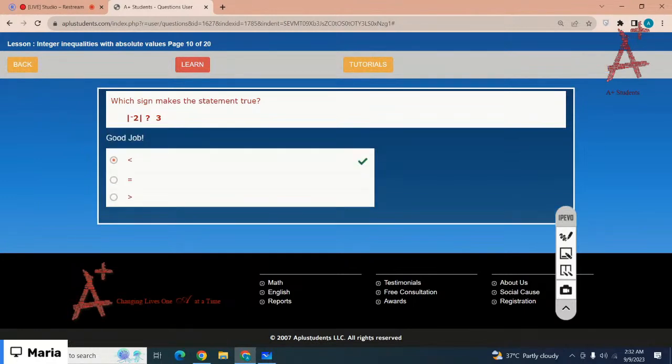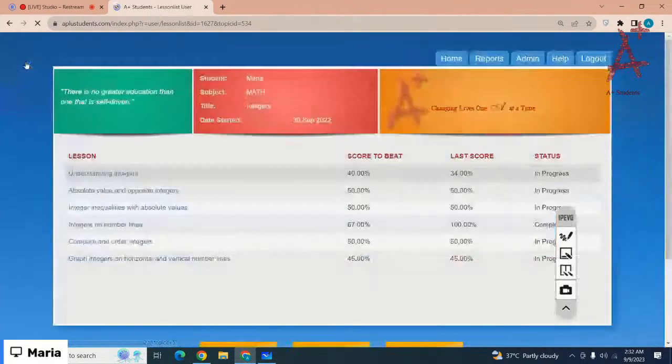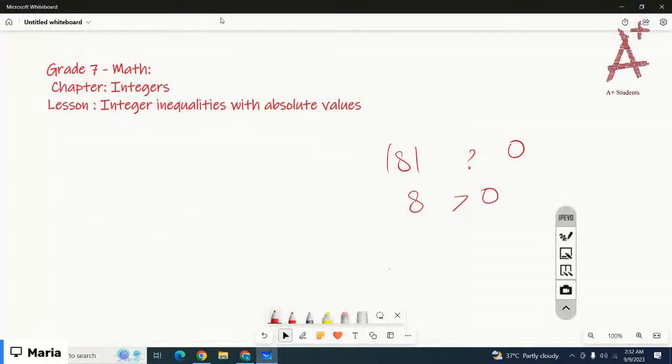Okay, you can complete the lesson by yourself later today. Let's just move on to the next lesson, and I think the next one is comparing integers on a number line. So let me just explain the number line. This is very easy. You just have to understand.